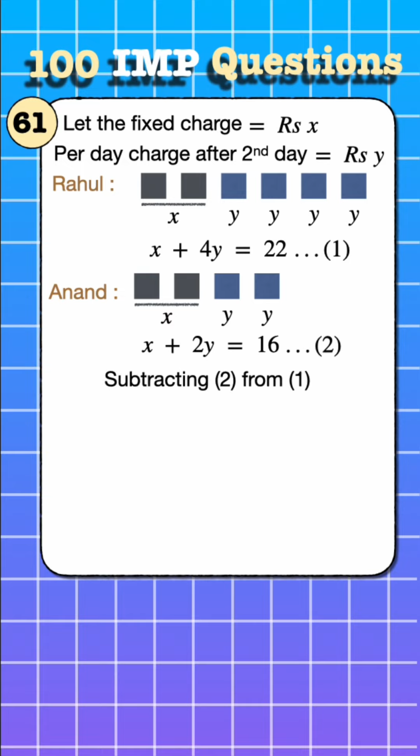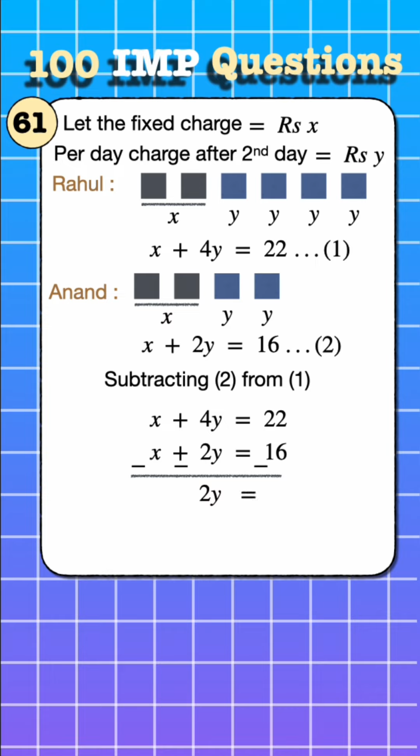Okay, let's solve these two equations. So let's subtract the second equation from the first equation. So X plus 4Y equal to 22 and X plus 2Y equal to 16. So we are subtracting, so change the sign of the second equation. X minus X will get cancelled. 4Y minus 2Y will give you 2Y, and 22 minus 16 will give you 6. So 2Y equal to 6 will give you Y equal to 3.